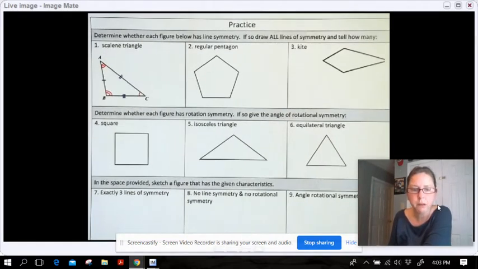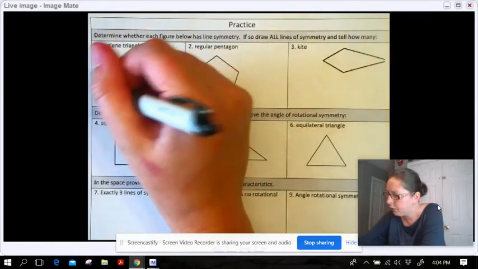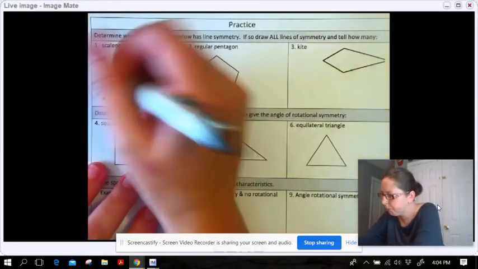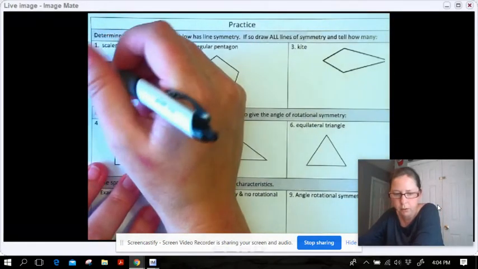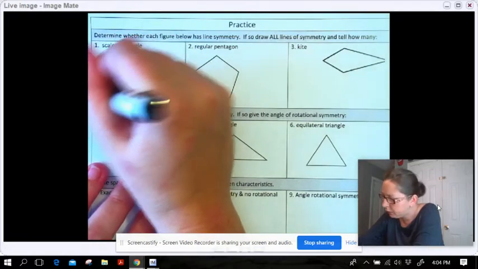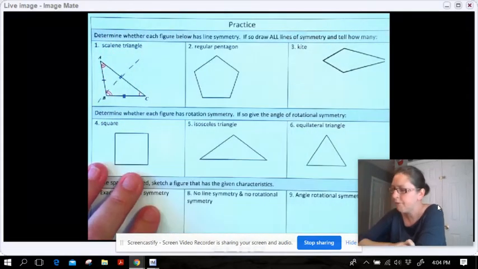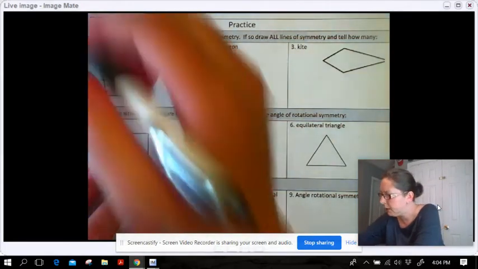So let's look at our scalene triangle, okay. We're going to attempt to draw our lines of symmetry here. So that first one works pretty good, okay. What about the next one?